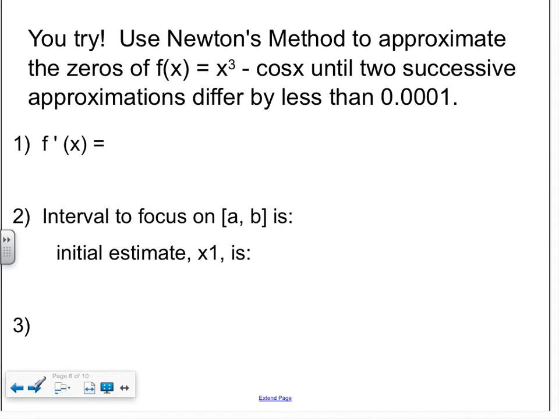So the next one: use Newton's method to approximate the zeros of x cubed minus cosine x until you have two successive approximations that differ by less than 0.0001. So here we go. The first thing that we've got is the function x cubed minus cosine x, and our f prime would be 3x squared plus sine x.